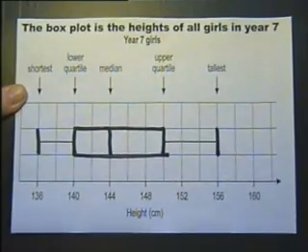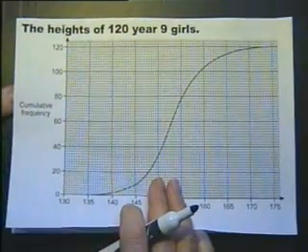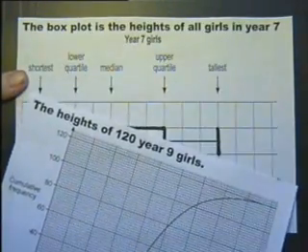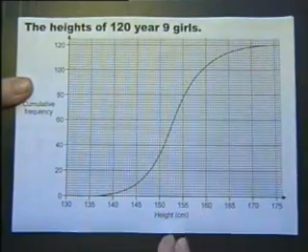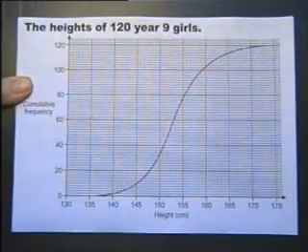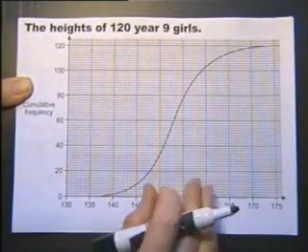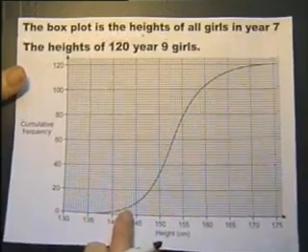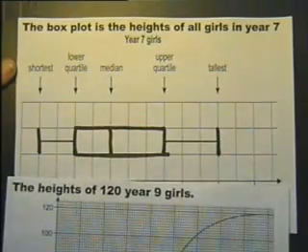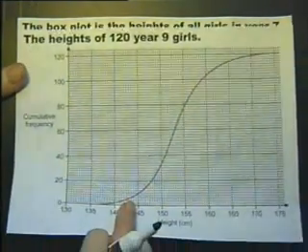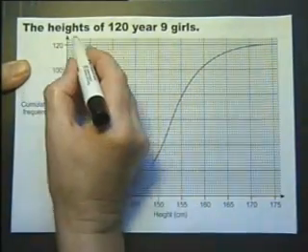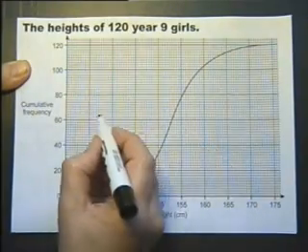but the question continues with the information about year 9 girls. So that's the information about year 7 girls. This is the information about year 9 girls. And it asks you to compare the heights. So one way of comparing the heights, or one way of making comparisons when you have this sort of information, is to draw a box plot and then look at the two box plots. So let's draw a box plot, or box and whisker, for the 120 year 9 girls.